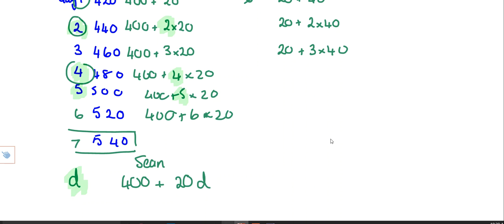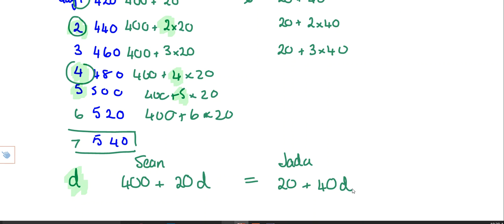Now what we want is Jada to have the same amount after those D days. So what will she have after the same D days? 20 plus 40D. So 20 plus 40 every day. Alright? Can you see my algebraic equation now?